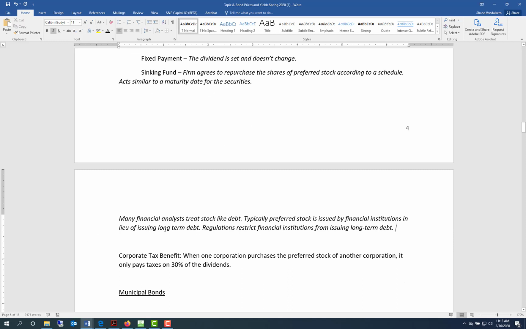One last thing in this area on preferred stock is that there's a corporate tax benefit. When one corporation purchases the preferred stock of another corporation, it only pays taxes on 30% of the dividends. And so the idea of this is that they want to avoid triple taxation.